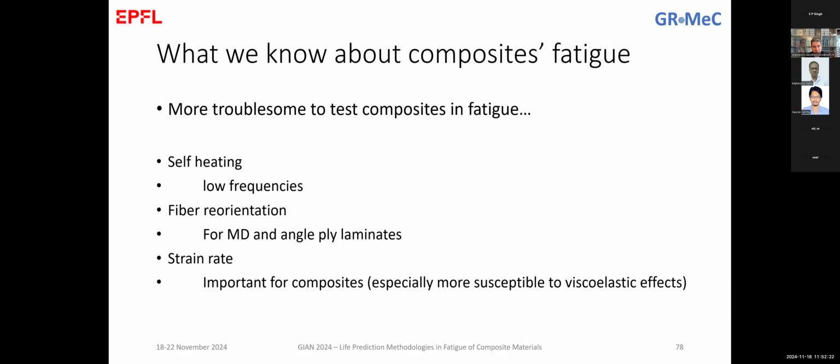And we know also that composites are strain rate sensitive, especially those materials that are more susceptible to viscoelastic effects. So those materials that are more ductile show sensitivity to strain rate. This is important for composites because the loading rate changes their properties. And if you remember what we were discussing about the loading types, we had the case of variable amplitude loading with overshoots.